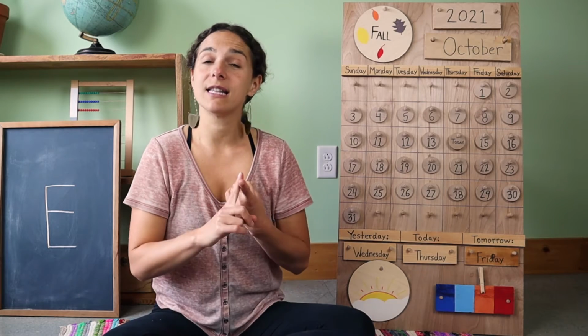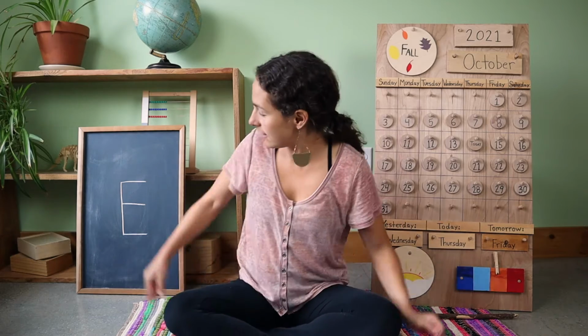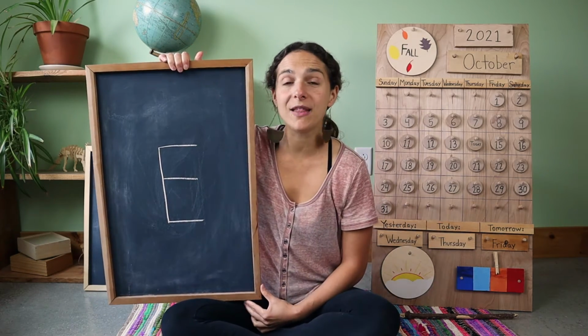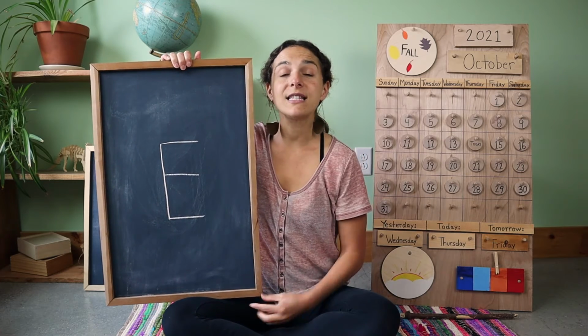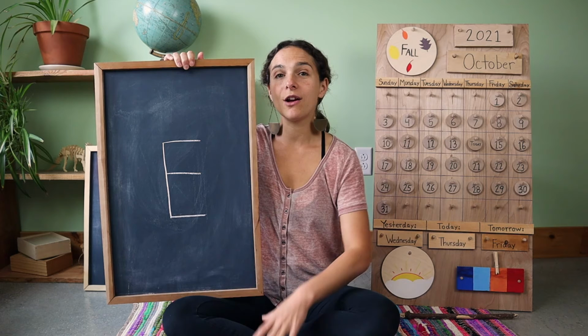Now let's move on to the letter, the number, and the sign of the week. This week, we've been talking about this capital letter. This letter makes two sounds. Can you make the short sound for me?